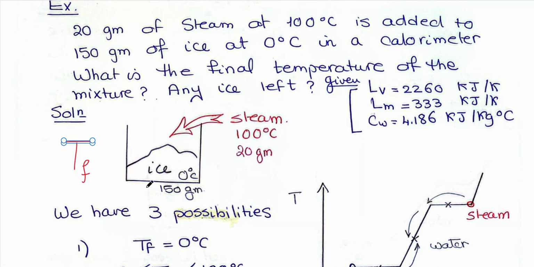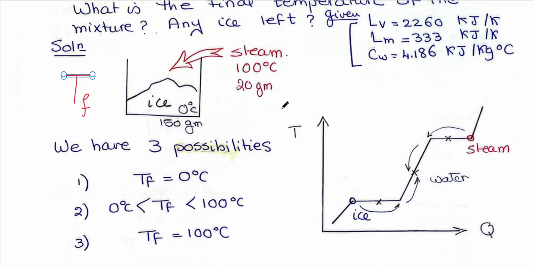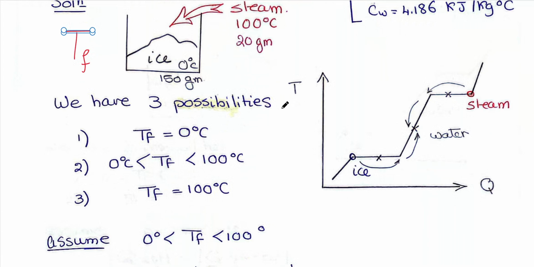In this kind of problems, we have different phases. This is ice, the solid phase of water, and this is steam, the vapor phase of water. In this problem, you must draw the relation between T and Q.